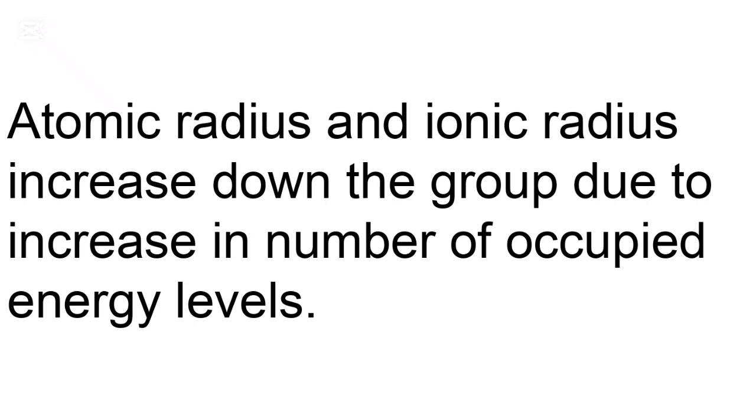Atomic radius and ionic radius of the alkaline earth metals increase down the group, and the reason is due to the increase in the number of occupied energy levels. So as we go down the group, you realize that there is an increase of one energy level in all of them, and therefore this increases the atomic radius and the ionic radius down the group.